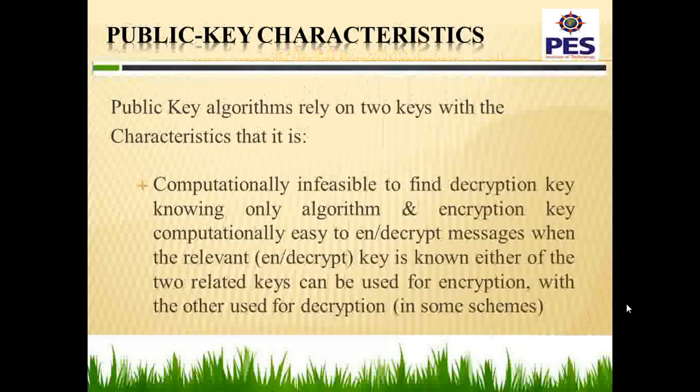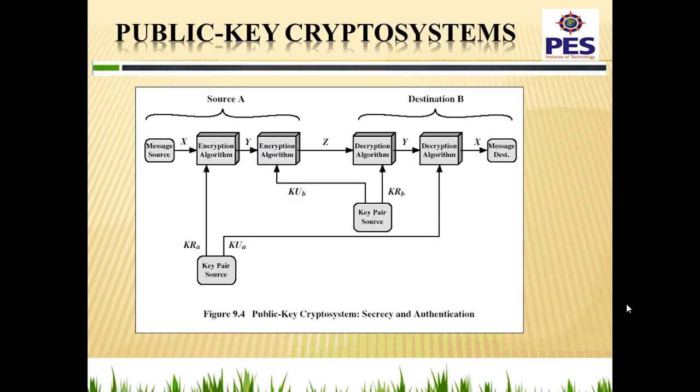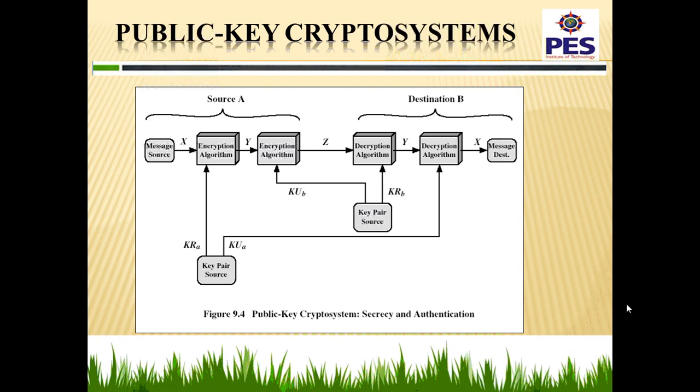Public key algorithms rely on two keys with the characteristic that it is computationally infeasible to find the decryption key knowing only the algorithm and the encryption key, and computationally easy to decrypt the message with the relevant information. This is how exactly the public key cryptosystem secrecy and authentication are implemented in this RSA algorithm.